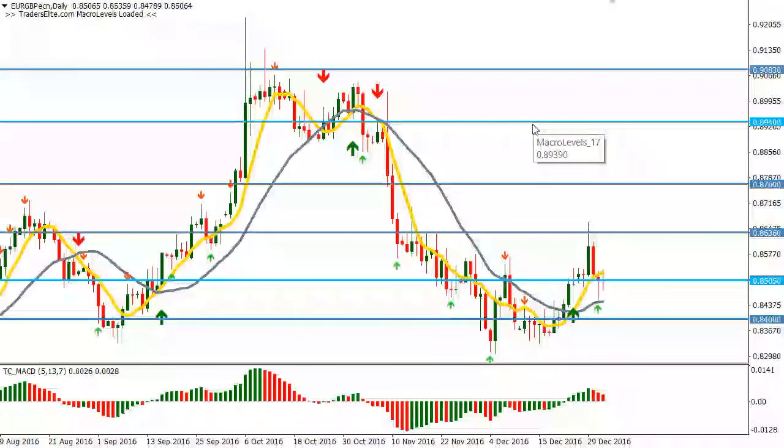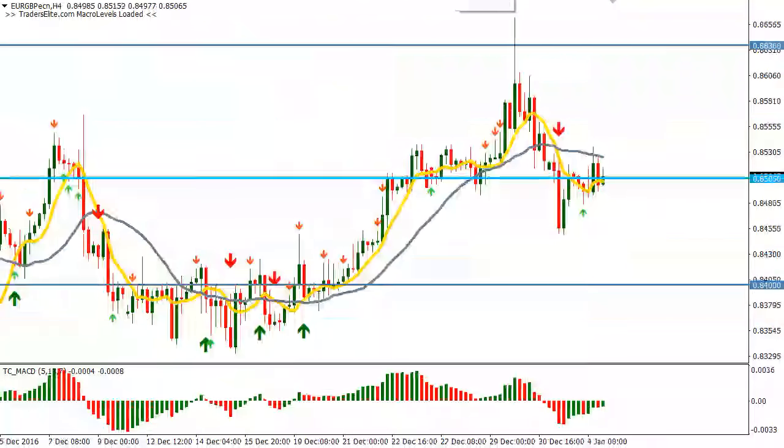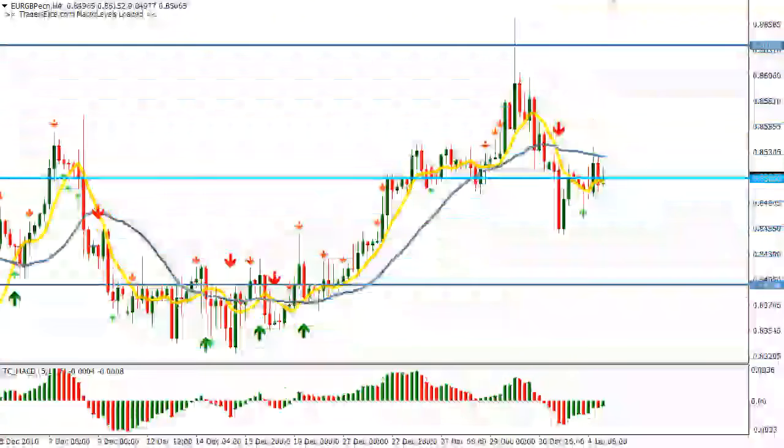Daily, bit of a different story. So the euro pound's a little hard to tell at this stage. I think if you waited until 86.36 around that level, then it could be a good opportunity to short it. However, right now it is in a downward move on both the weekly and the 4 hour.